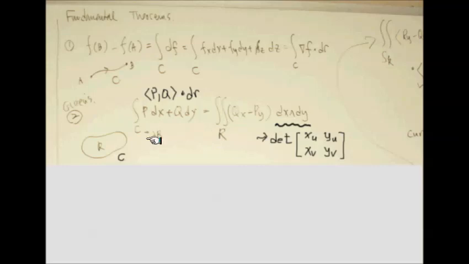So the line integral becomes this double integral, and this wedge product represents, whenever there is a parameterization, this determinant, which is the signed part of the Jacobian. So we know this part.